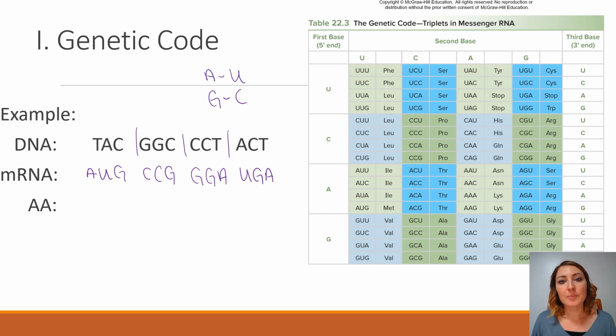So now that I have my mRNA transcription, I can go to my codon table and I can start to figure out what the sequence of amino acids is based on the mRNA, based on the DNA that it came from. All right, so AUG is methionine. This is also known as our start codon. So methionine, our start codon, is the first, and you should see that as the first.